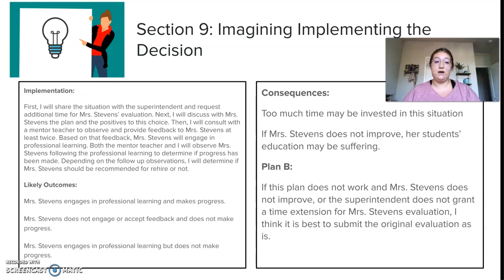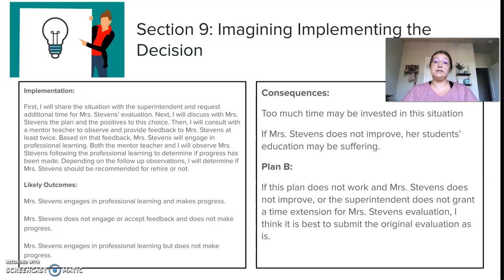So some of the likely outcomes include that Mrs. Stevens engages in professional learning and makes progress. Mrs. Stevens does not engage or accept feedback and does not make progress. Or Mrs. Stevens engages in professional learning but does not make progress. Some of the consequences of this decision would be that too much time is being invested in the situation. If Mrs. Stevens does not improve, her students' education may be suffering.